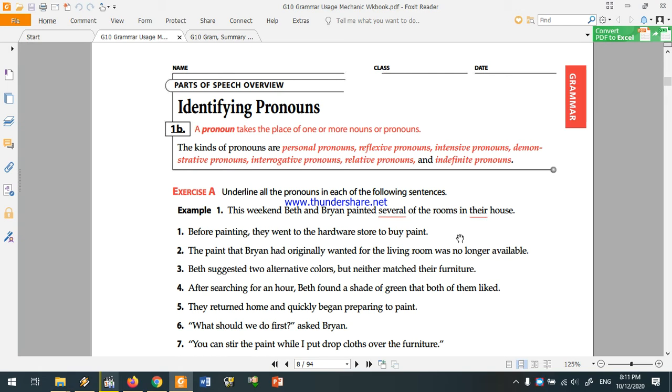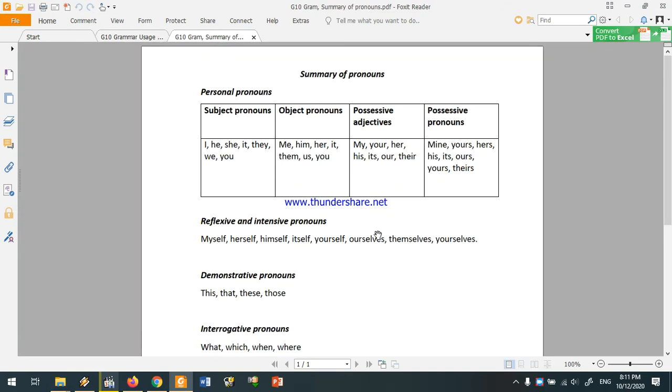We have different kinds of pronouns, such as personal pronouns, reflexive pronouns, intensive pronouns, demonstrative pronouns, interrogative pronouns, relative pronouns, and indefinite pronouns. Here we can take a closer look at a summary of the pronouns. You can have this PDF file. It's uploaded to your LMS.